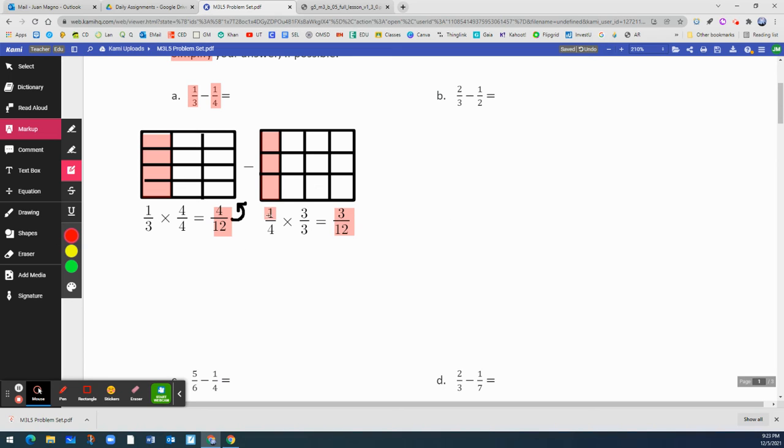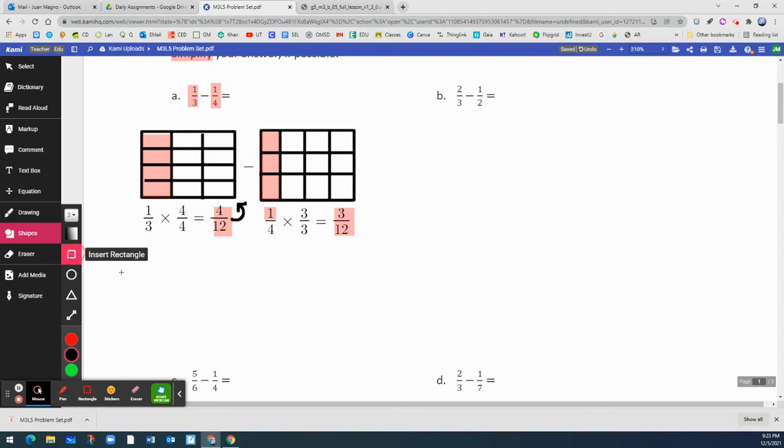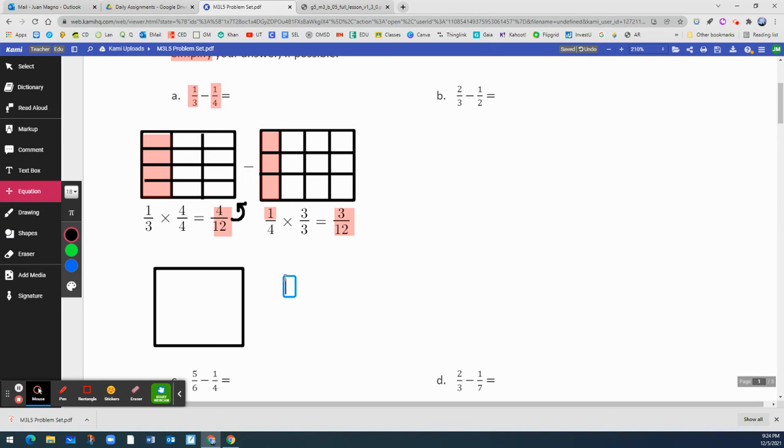Okay, so now in this particular lesson, you're gonna show the answer, and you're gonna say, what do you mean by that, Mr. Magno? Well, this is what I mean. You're going to write the actual subtraction. So 4/12 minus 3/12.